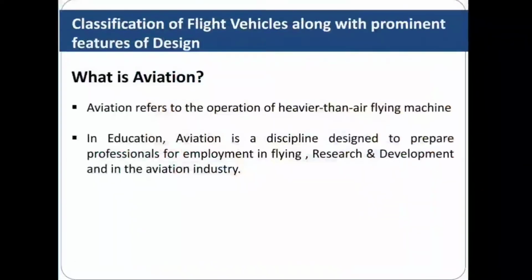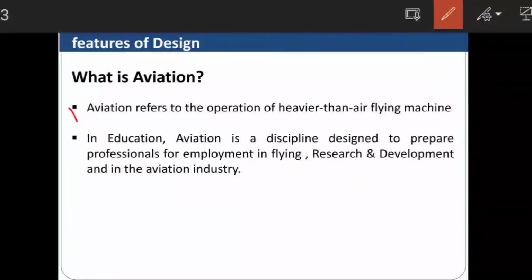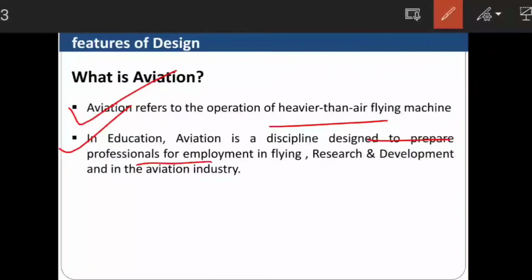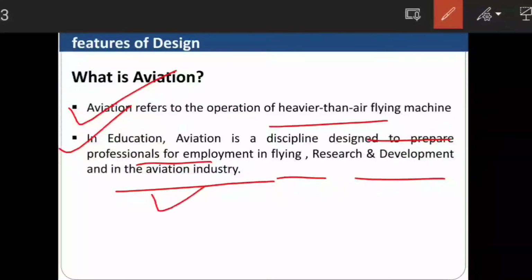Okay, so now we are going to see some very important definitions in the introduction part. The very basic question that comes before starting the main chapters in introduction to flight is: what is aviation? Aviation refers to the operation of heavier than air flying machines, and in education, aviation is the discipline designed to prepare professionals for employment in flying, research and development, and also in industries related to aviation. So this is the proper definition of aviation.